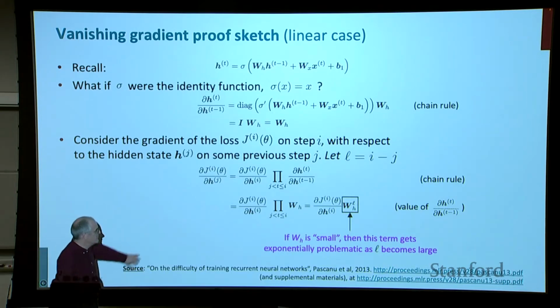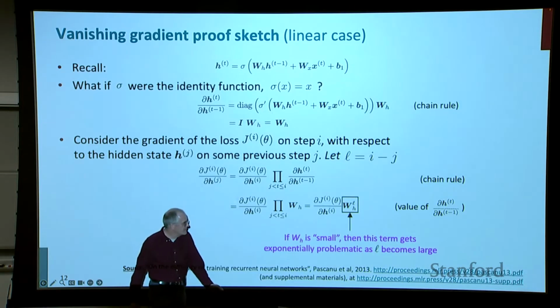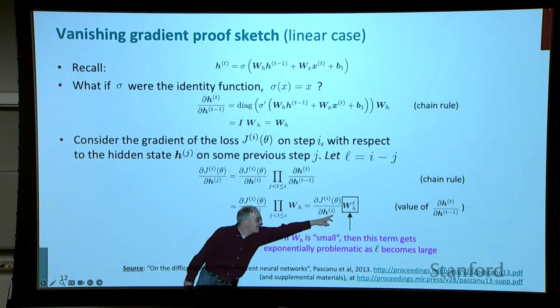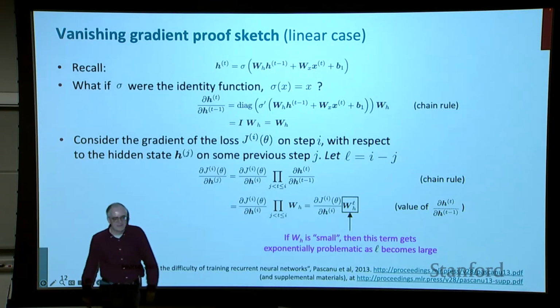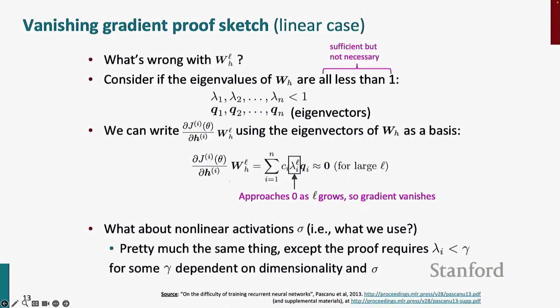And so if you keep on backpropagating along the recurrent neural network, you're going to end up with powers of the matrix W_H. Then there's the question of what happens when you raise that matrix to higher and higher powers. Well, at that point, you can represent the matrix in terms of its eigenvectors and eigenvalues. And then there are two possibilities.